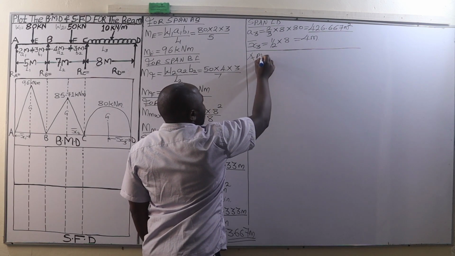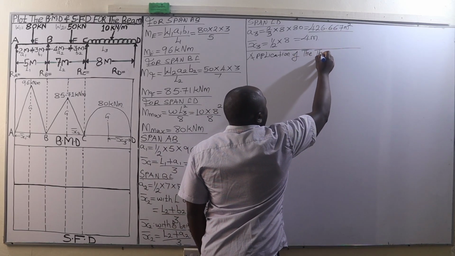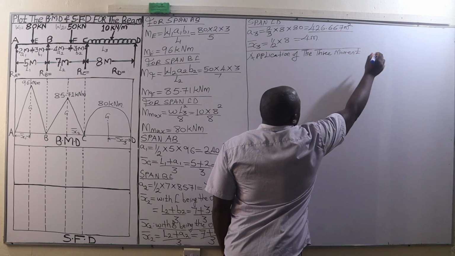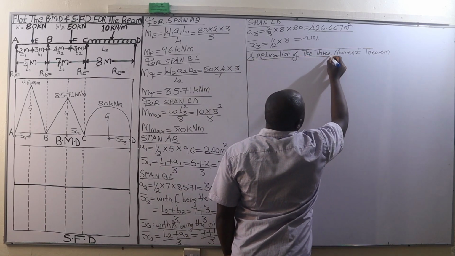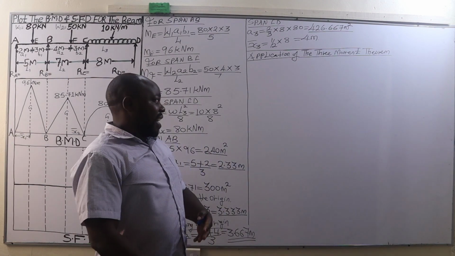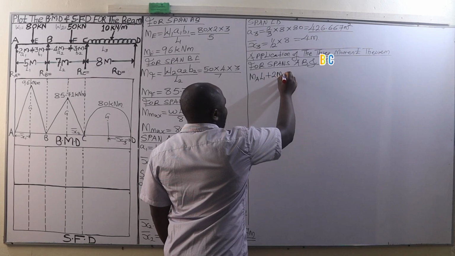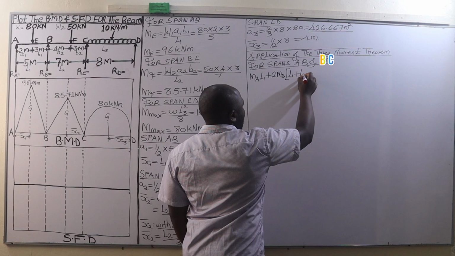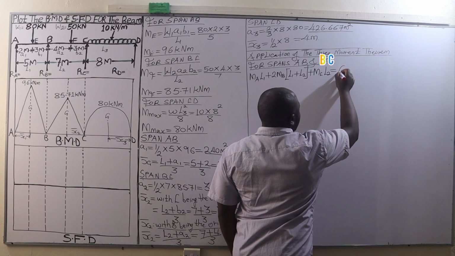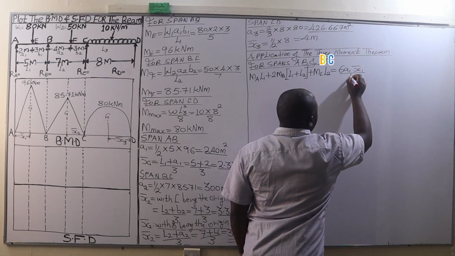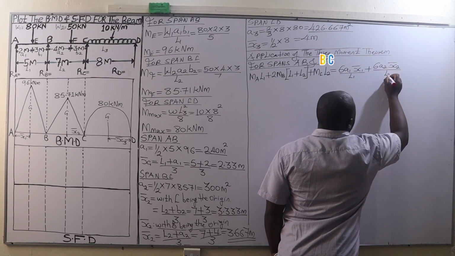So we go to application of the 3-moment theorem. Or we can also call it application of Clapeyron's equation of 3-moment, or application of the 3-moment equation. Any can do. Our formula is going to be like this: MA L1 plus 2MB into bracket L1 plus L2 plus MC L2 will be equal to 6 A1 bar x1 divided by L1 plus 6 A2 bar x2 divided by L2. Good.